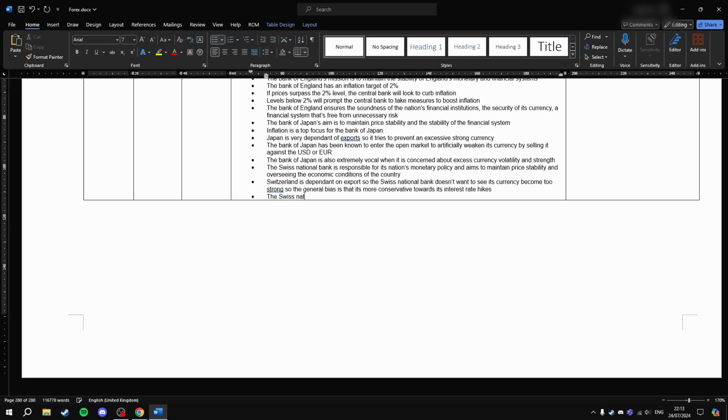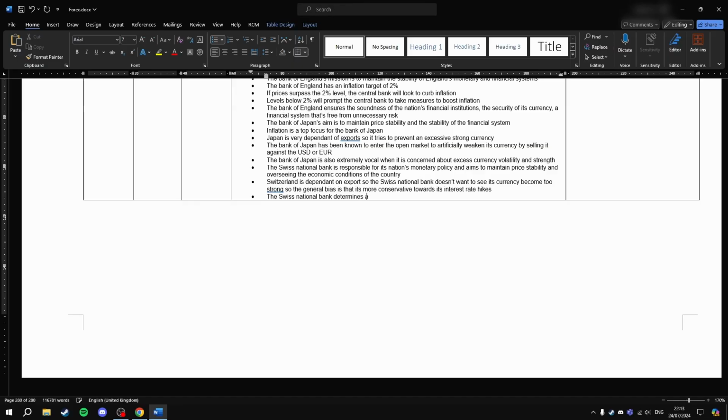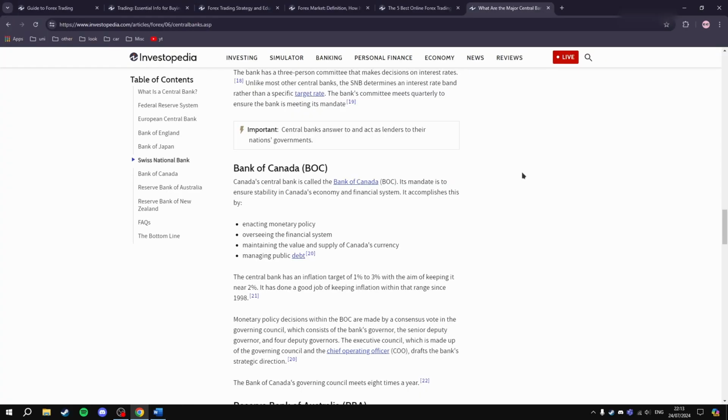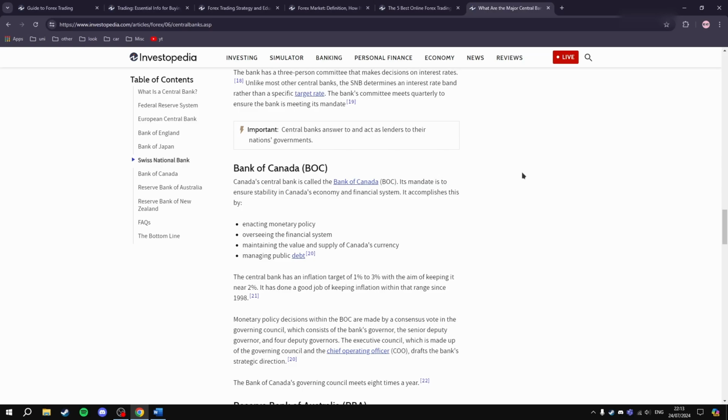The Swiss National Bank determines an interest rate band rather than a specific target rate. The bank's committee meets quarterly to ensure the bank is meeting its mandate.